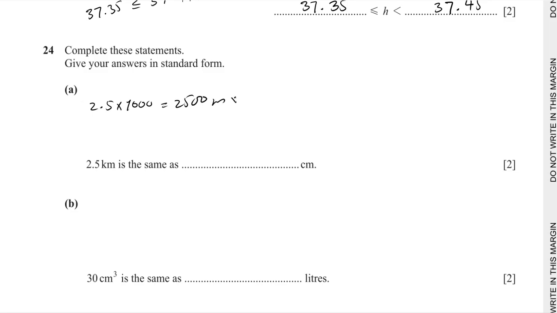And we also know that there are 100 centimeters in 1 meter. So we can just write 2,500 meters times 100. That's going to be equal to 250,000 centimeters. And this says write your answer in the standard form, so we just have to write 2.5 times 10 raised to 5. That should be your correct answer.